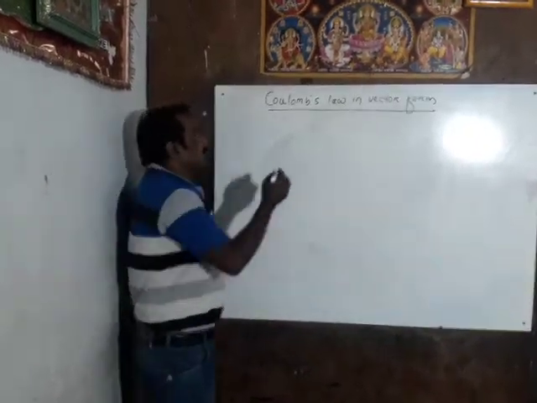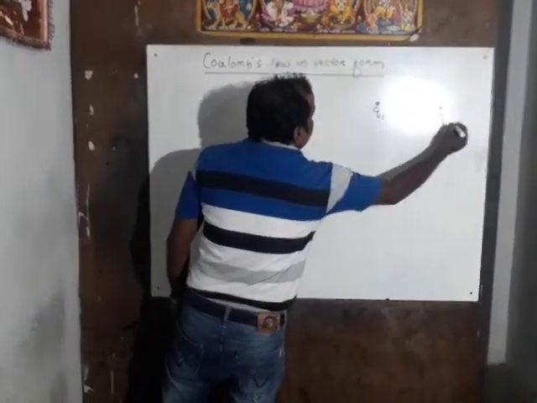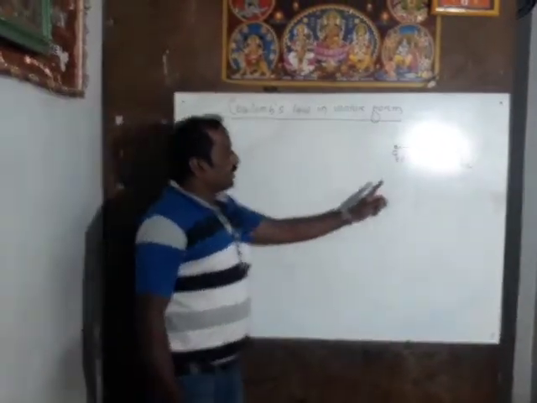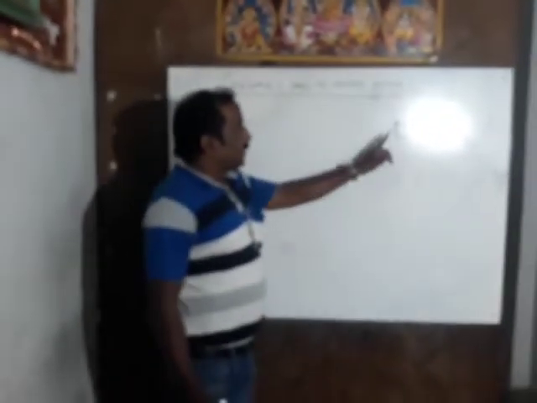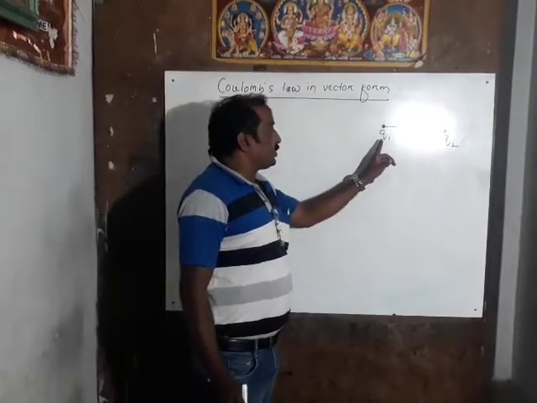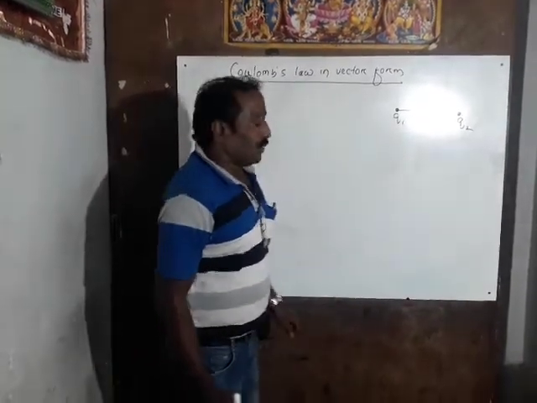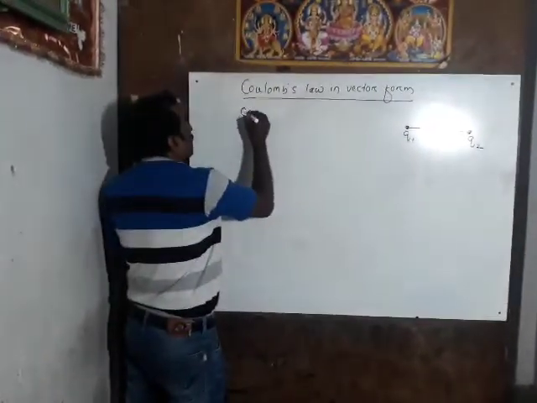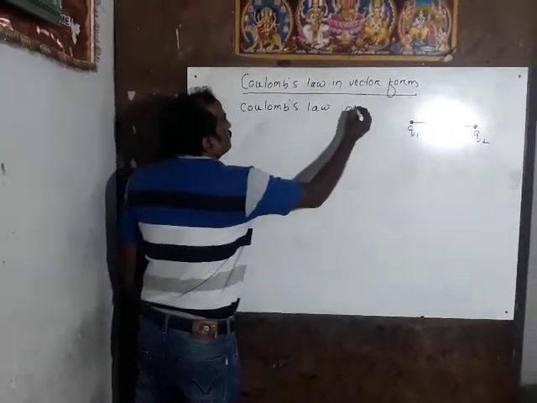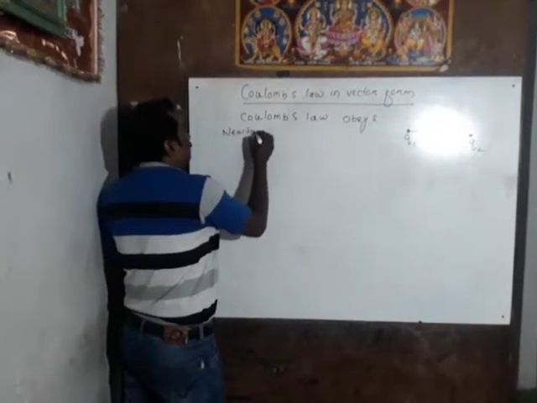So let's suppose there are two point charges, Q1 and Q2, separated by a distance R. Again, as it obeys Newton's third law, there are two forces: one that Q1 applies on Q2 and another that Q2 applies on Q1. So we can write like this: Coulomb's law obeys Newton's third law of motion.